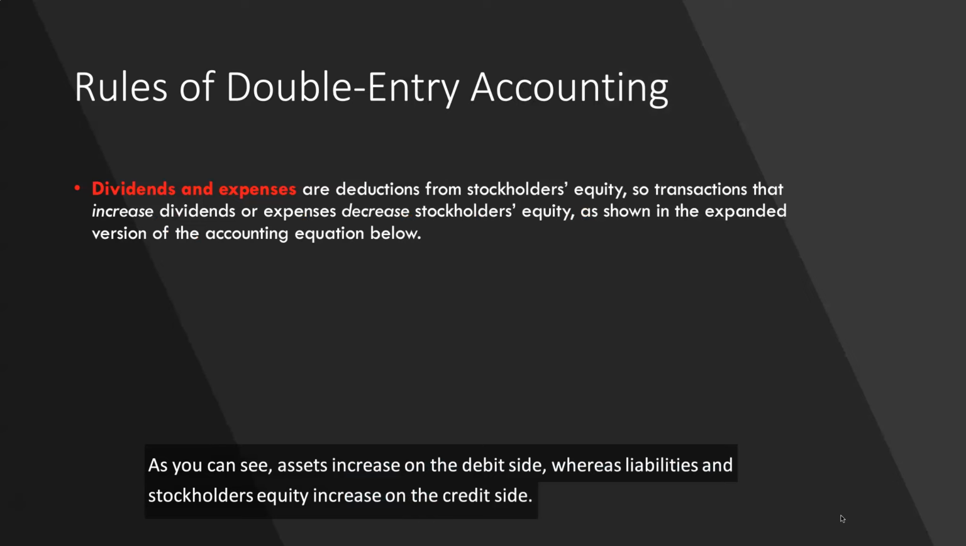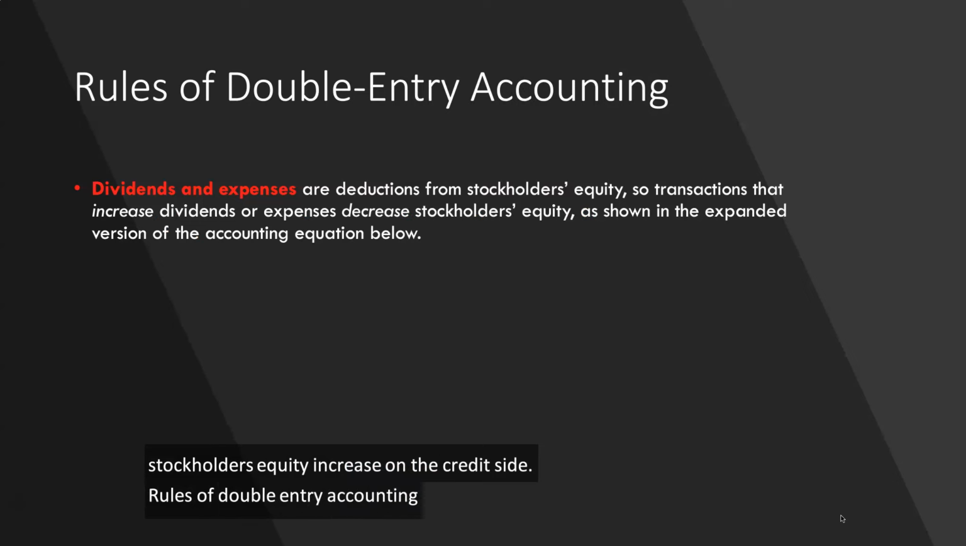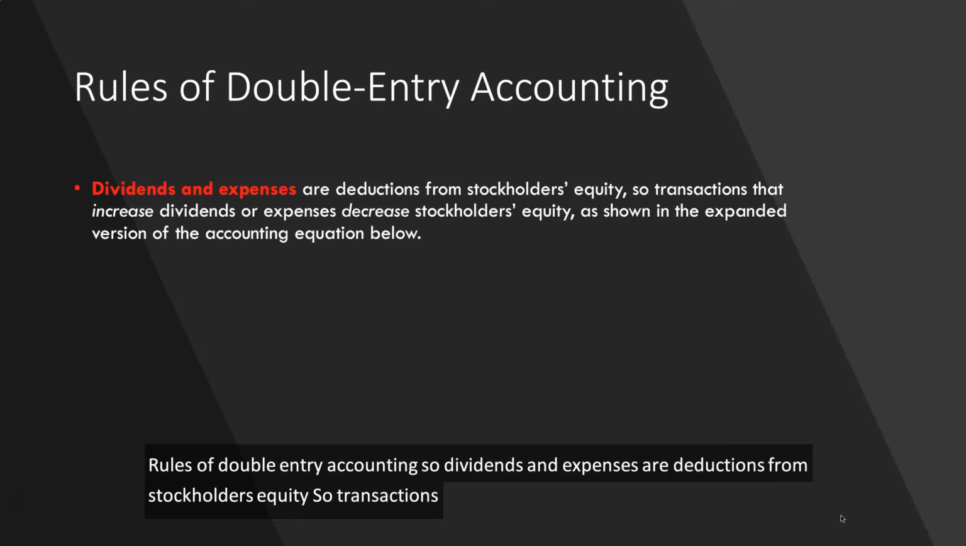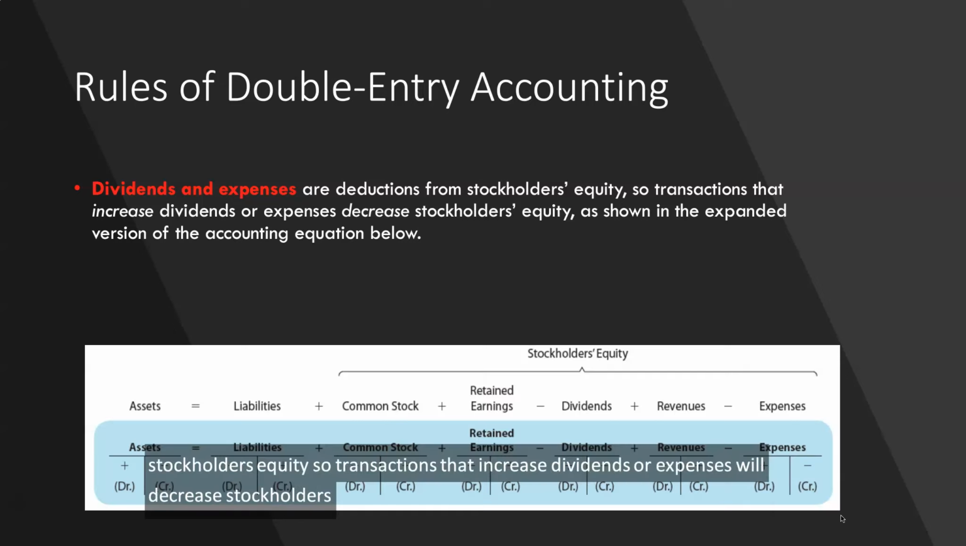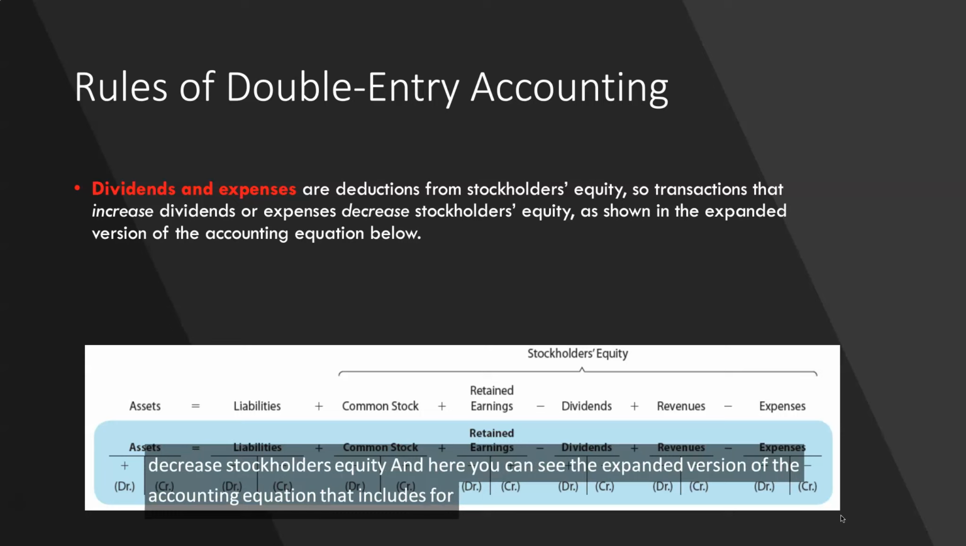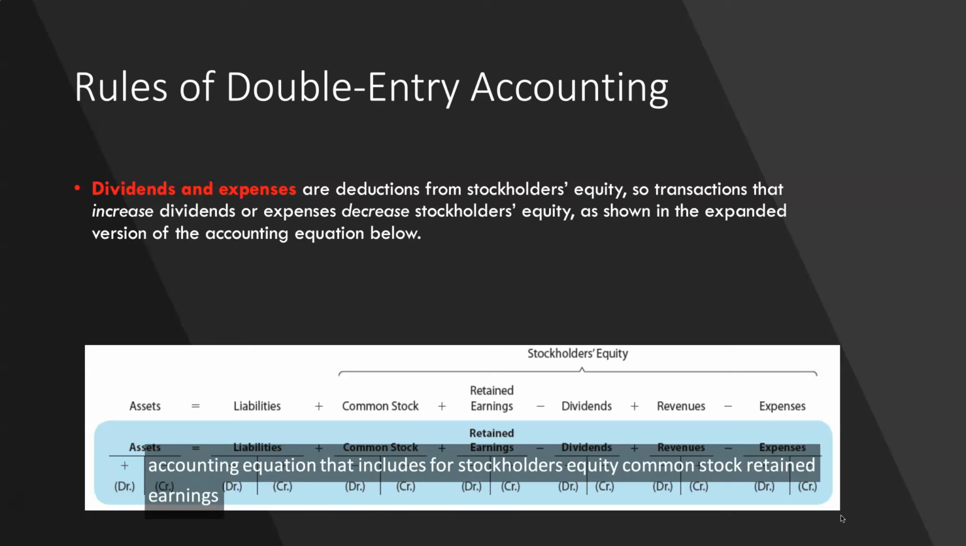Rules of double entry accounting. So dividends and expenses are deductions from stockholders' equity. So transactions that increase dividends or expenses will decrease stockholders' equity. And here you can see the expanded version of the accounting equation that includes, for stockholders' equity, common stock, retained earnings, dividends, revenues, and expenses.